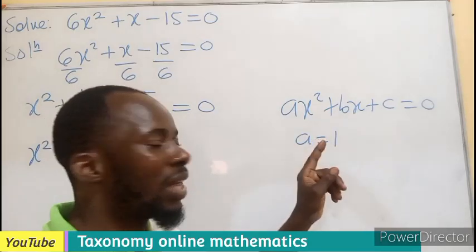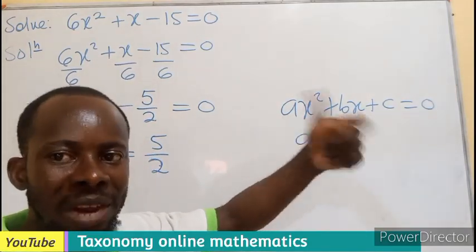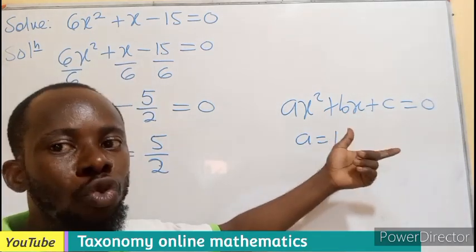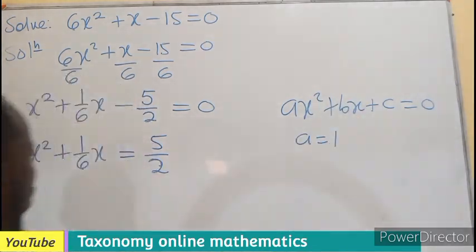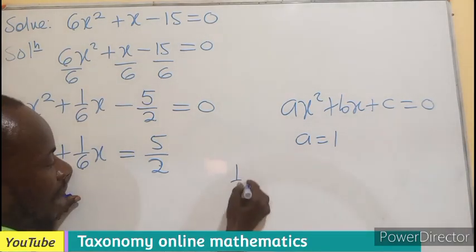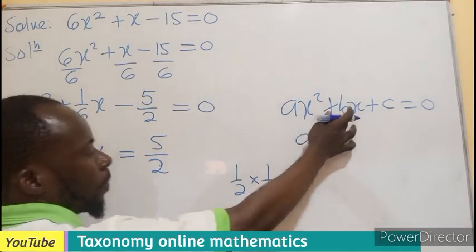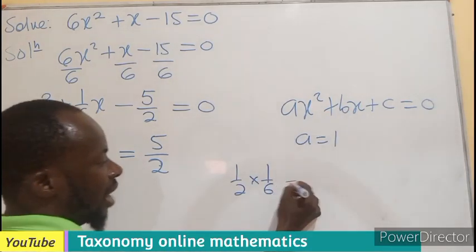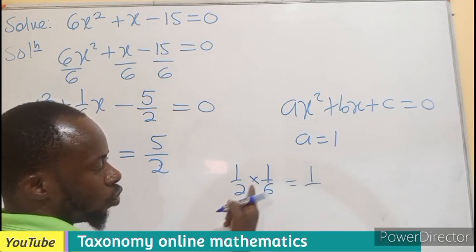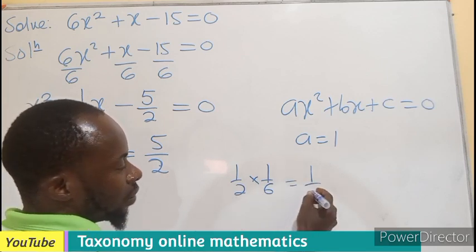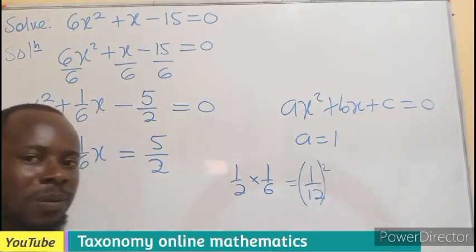The third step is to find half of the b, and then the square of that. Meaning if the b is 2, half of that is 1, so 1 squared. So I'm going to find half of 1 over 6, which is the b term. Half of that will give us 1 times 1, 1, over 2 times 6, which gives us 12. So we are going to find the square of this.